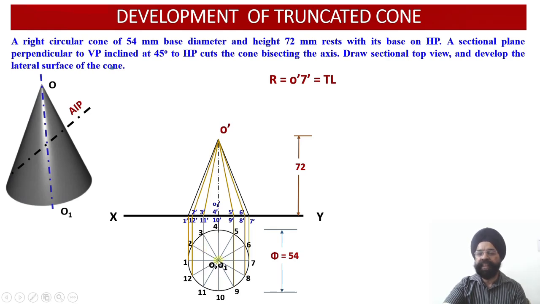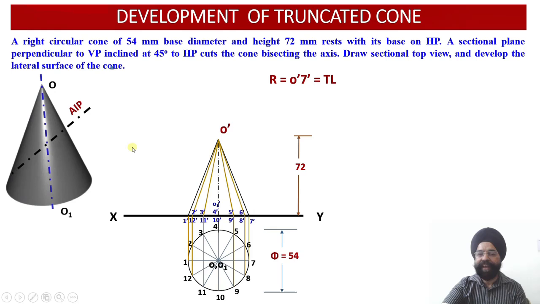But there are two generators which are having the special characteristic, that, please check, O1 and O7. So the O1 generator or the slant edge happens to be parallel to the XY reference line. Since the O1 slant generator is parallel to the XY reference line, in the front view, O dash 1 dash, this slant generator, will be giving us the true length of this slant edge. Similarly, O7 also happens to be parallel to the XY reference line. Therefore, O dash 7 dash will be the true length of the generator over here. So in the front view, we have O dash 1 dash and O dash 7 dash.